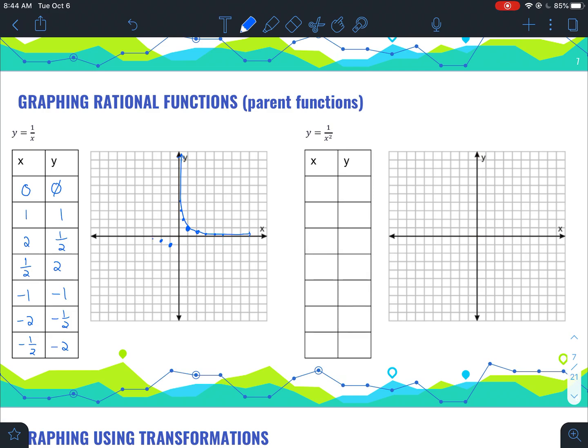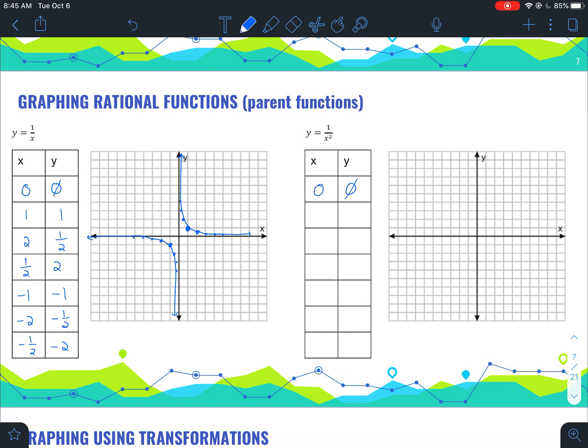And then on the other side, I have negative 1, negative 1, negative 2, negative 1/2, negative 3, negative 1/3, negative 4, negative 1/4, negative 5, negative 1/5, and then negative 1/2, negative 2, negative 1/3, negative 3, and so on and so forth. So this side would look like that. So it's never going to cross the x-axis or the y-axis. So there's the parent function of just 1 over x.